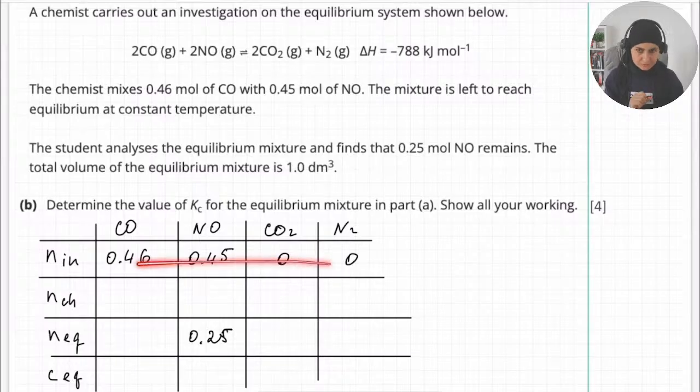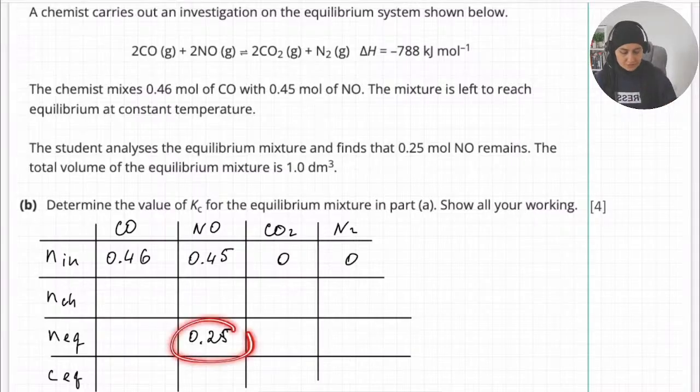So initial you would probably know, and something for equilibrium, and then your next step would be to find the change. If initially you had 0.45 moles of NO, and at equilibrium you have 0.25 left, it means that the change was minus 0.20. Reactants are used up, that's why it's with the minus. And 0.45 minus 0.20 gives you 0.25. That's how much is left at equilibrium.